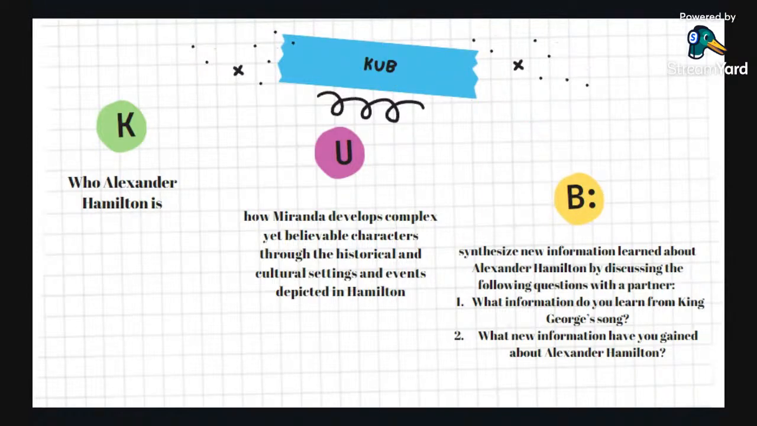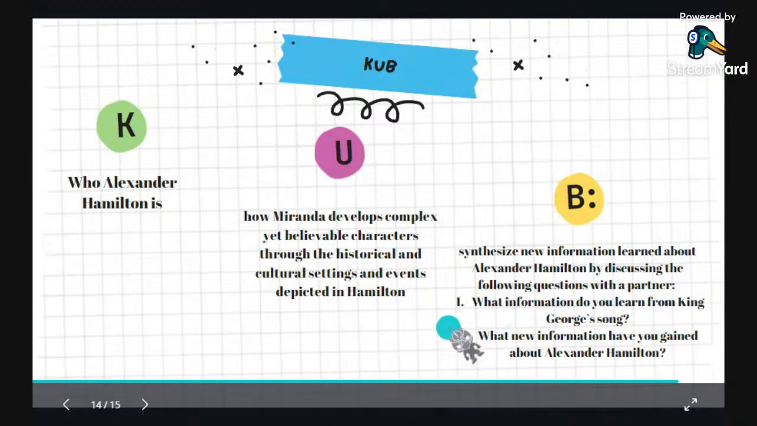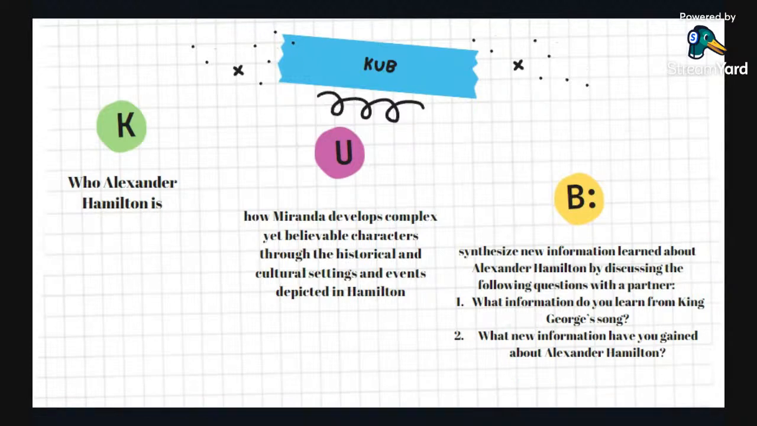We're doing that in order to understand how Miranda develops complex yet believable characters through the historical and cultural settings and events depicted in Hamilton. And students will demonstrate their learning by discussing these questions with a partner in Activity 4, which are the two questions I included as part of the Be Able To. The teacher might have students record their answer to one or both of these questions as an exit ticket.